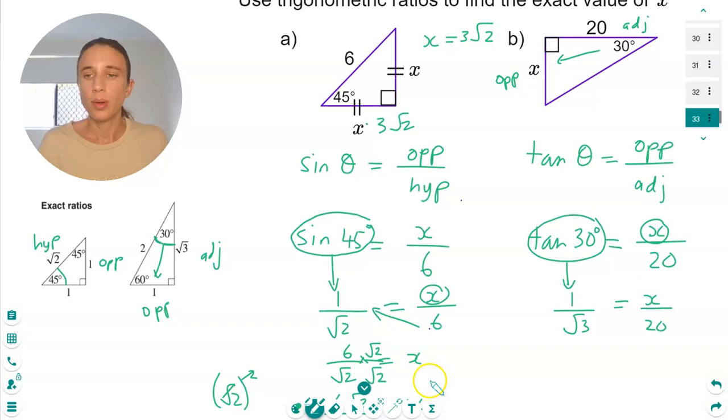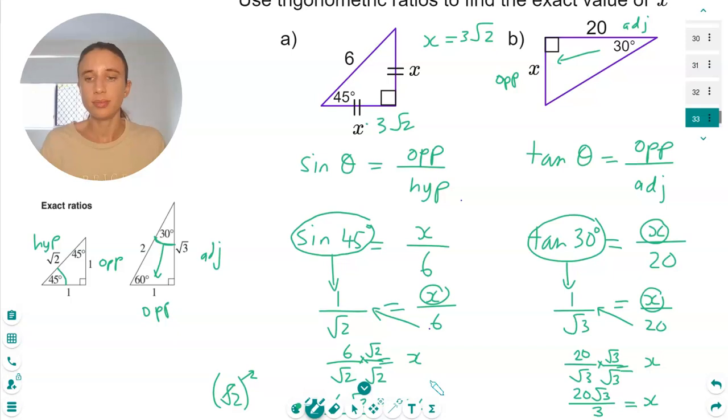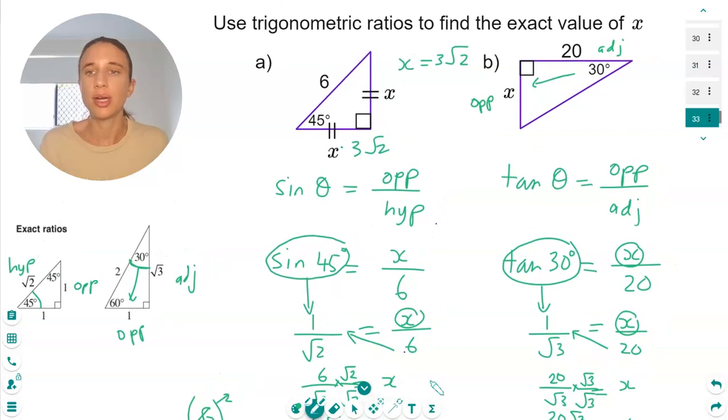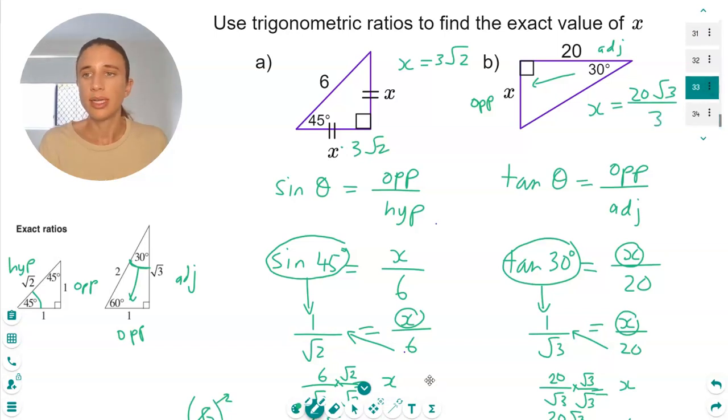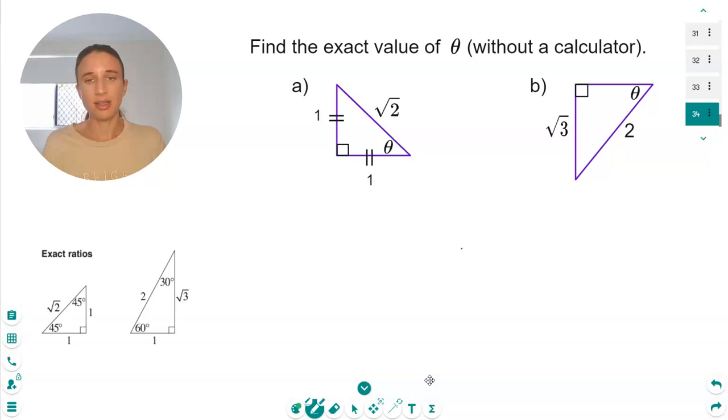Moving it up, we want x on its own, so let's multiply that 20 up. Are we finished? No, because we have a square root sign on the denominator. So we're going to rationalize that denominator. And it should just become 20 root 3 over 3. And you can't simplify that fraction anymore. There's no common factors. So here, x is 20 root 3 over 3.